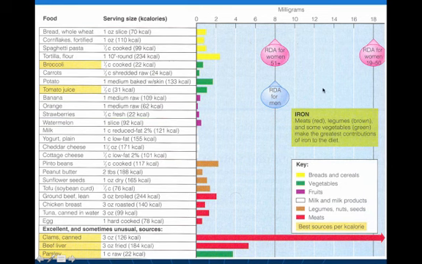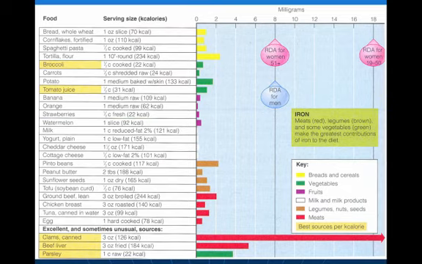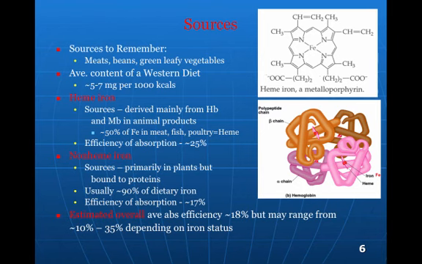So let's see. Let's look at this one. Sources to remember for us. We're just going to be general here. We're going to say meats, beans, green leafy vegetables are basically the three sources that I want you to remember for iron.